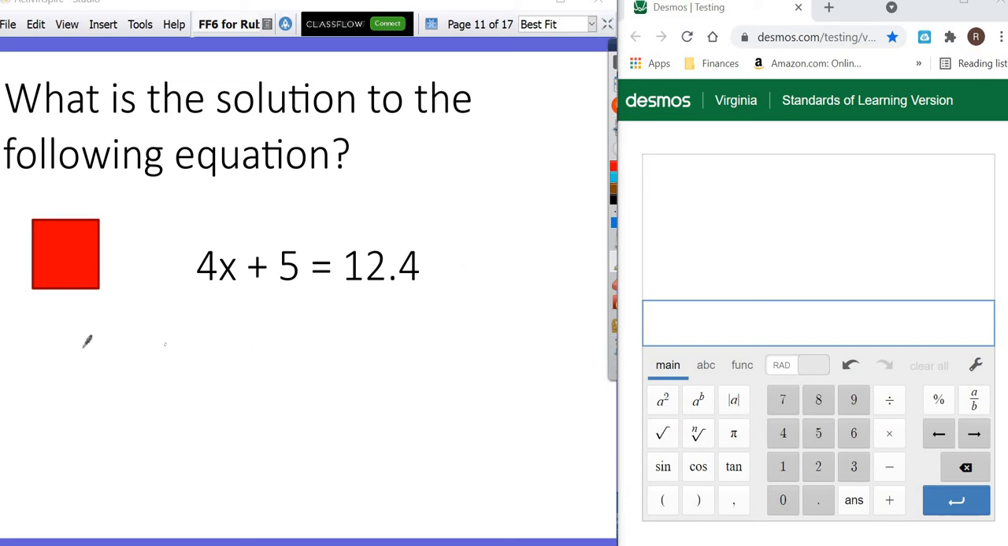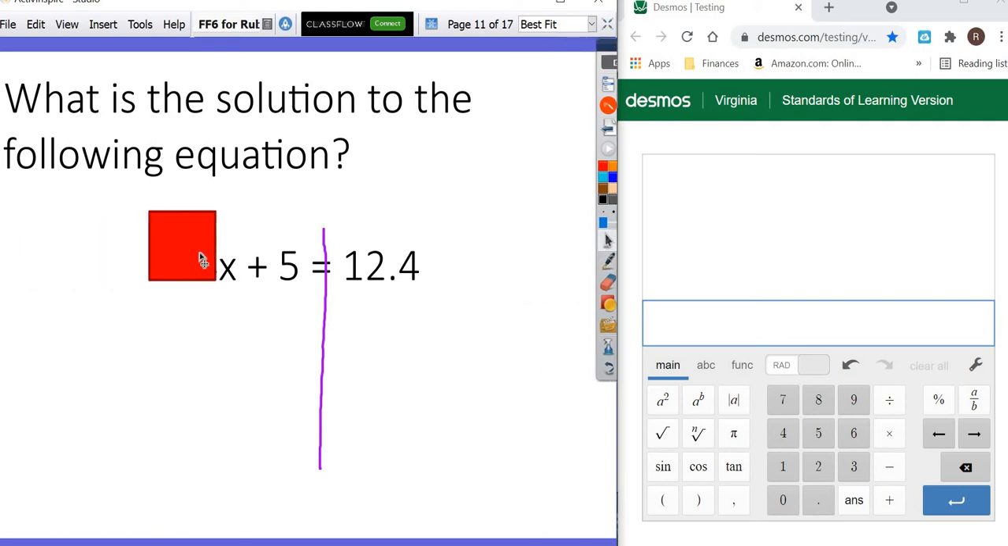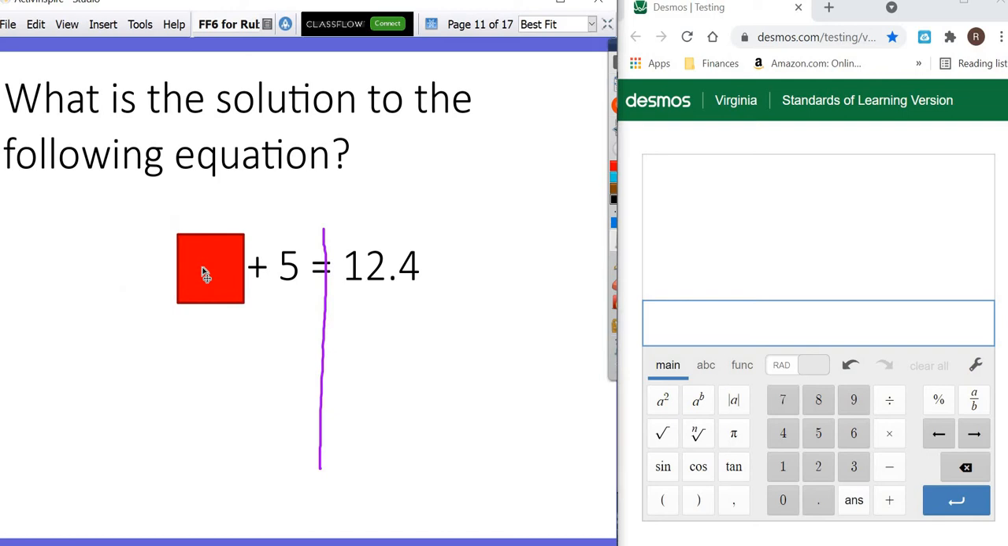All right, so I'm going to start by solving this equation, and the first thing I'm going to do is draw my line straight down top to bottom. The second thing I'm going to do is something new. I showed a couple of you this yesterday. I'm going to take this box and cover up the number and the variable, and I still have this plus 5 there.